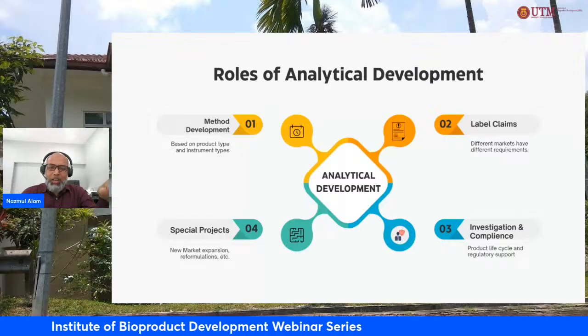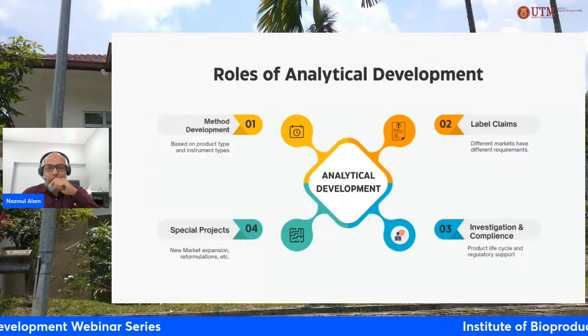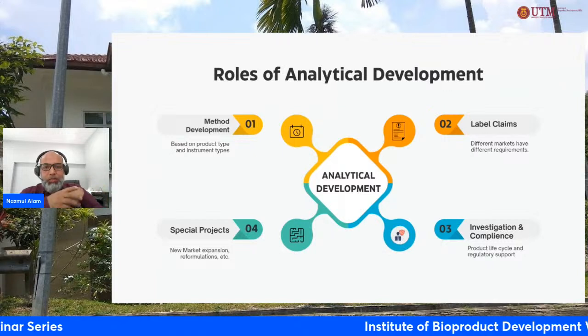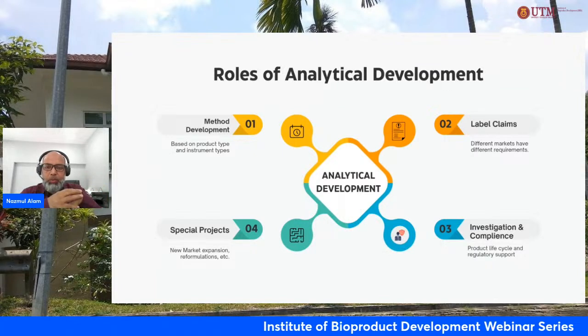The second function that the analytical team does is label claims. So the analytical team is essentially supporting every claim we make on our bottle or box.